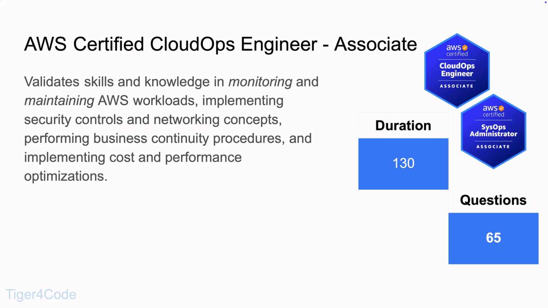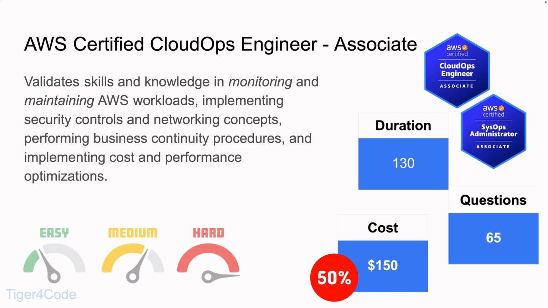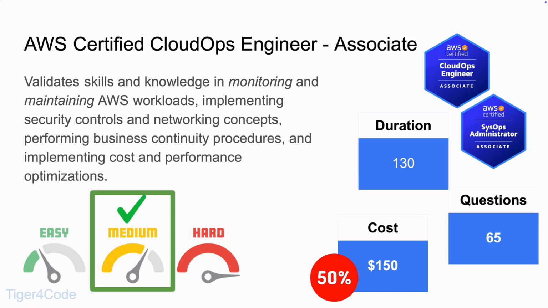The exam fee is $150, and it can be discounted to $75 if you have already passed another AWS exam. The difficulty level is reasonable for an associate level. You can easily pass this exam if you prepare well. It took me around 2 weeks to prepare for this certification, studying for an hour during workdays and as much as I can over the weekends.